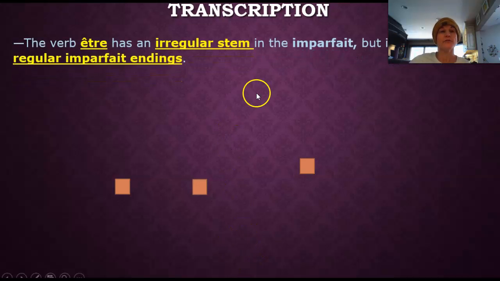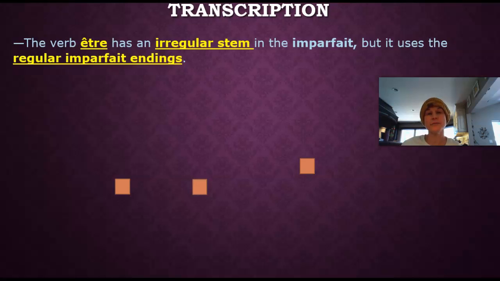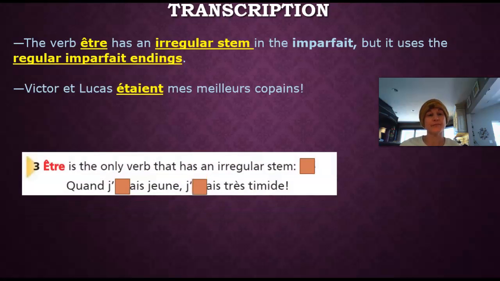Next, the verb être has an irregular stem in the imparfait, but it uses the regular imperfect endings. Okay, so the only thing that's irregular is the stem. Victor et Lucas étaient mes meilleurs copains. And être is the only irregular verb.